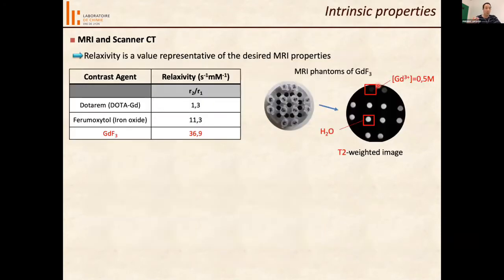So what about now the use of this system for imaging? We look here at the intrinsic properties, just to show you here for the MRI. You can see that basically it's a phantom with different tubes filled with suspensions of these particles. And here is water. And as we increase the concentration of particles in the tubes, you see that we increase the contrast. Notice that here the contrast is T2 weighted, that is, we have a dark contrast, which is in agreement with the relaxivity measurements that are in the range, let's say, of iron oxide nanoparticles.